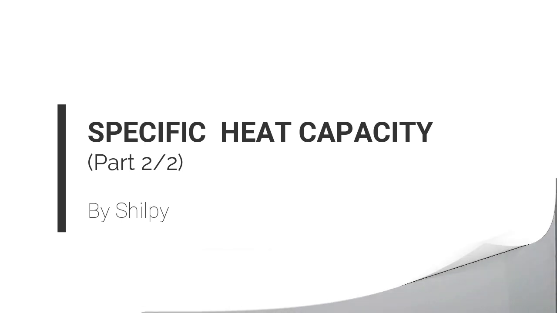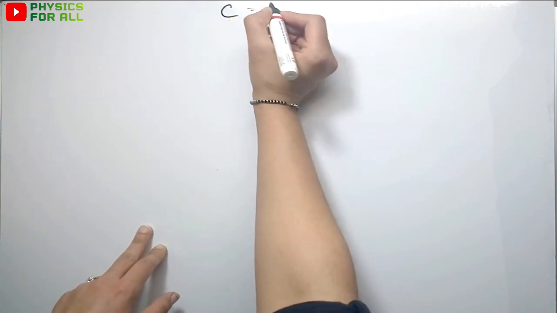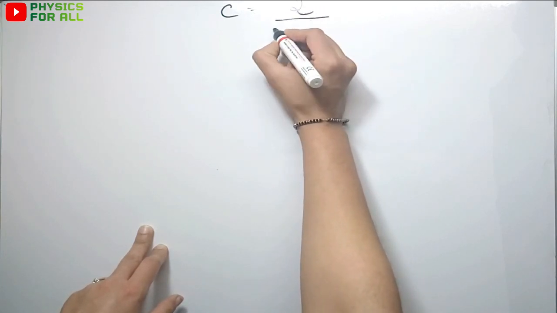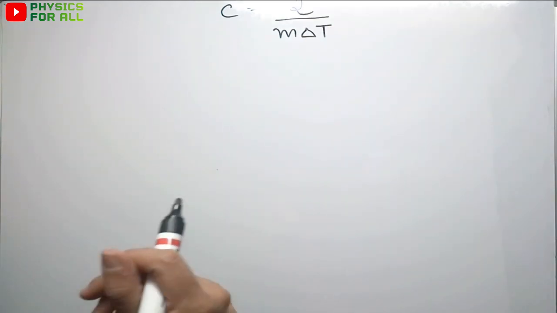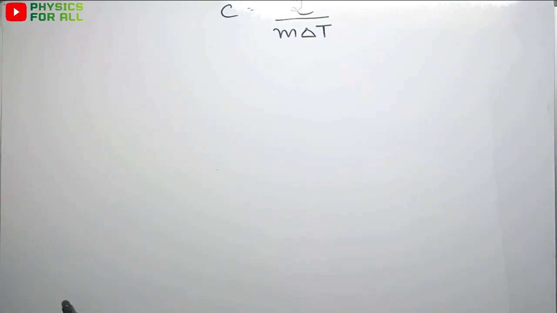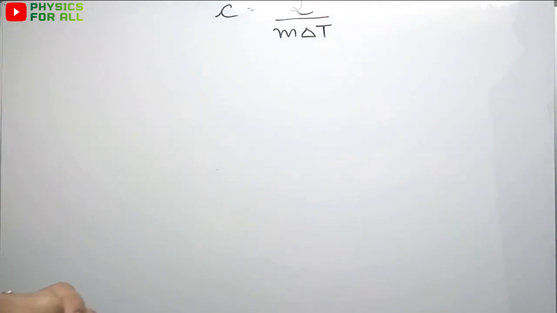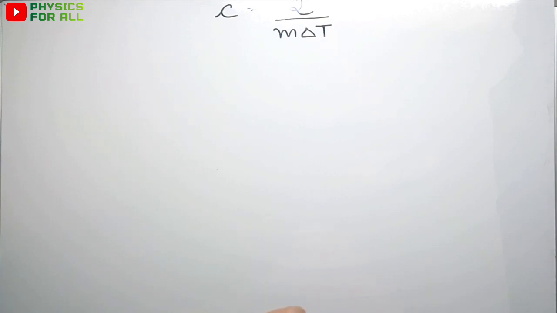So first of all, as we learned in the previous lecture, specific heat is given by c equal to Q upon m delta T, where Q is the amount of heat added, this is small c, m is the mass of the substance, and delta T is the change in temperature.